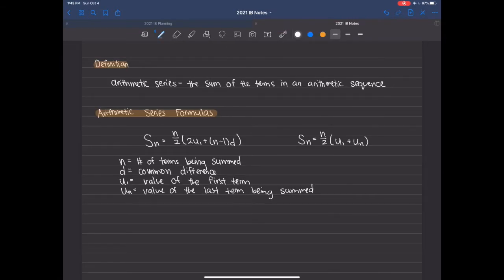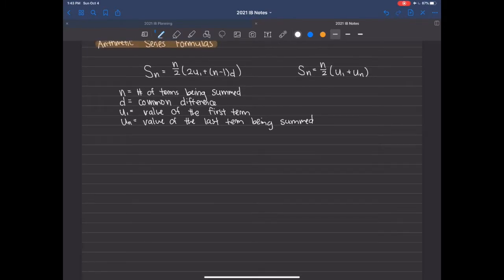Let's look at two other examples of using the arithmetic series formulas. So example 1.